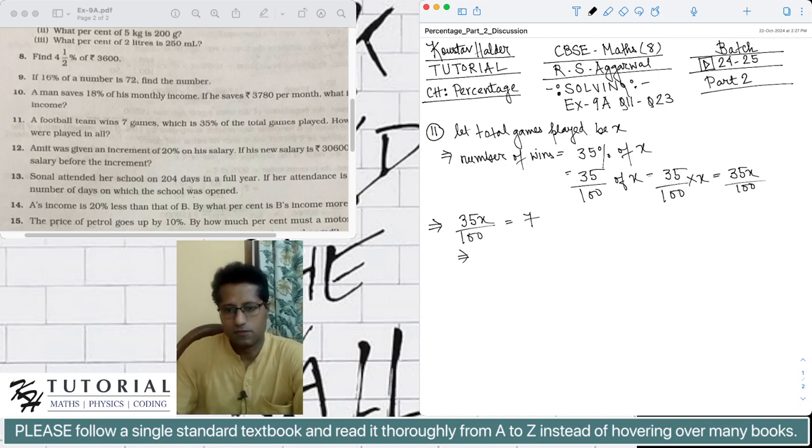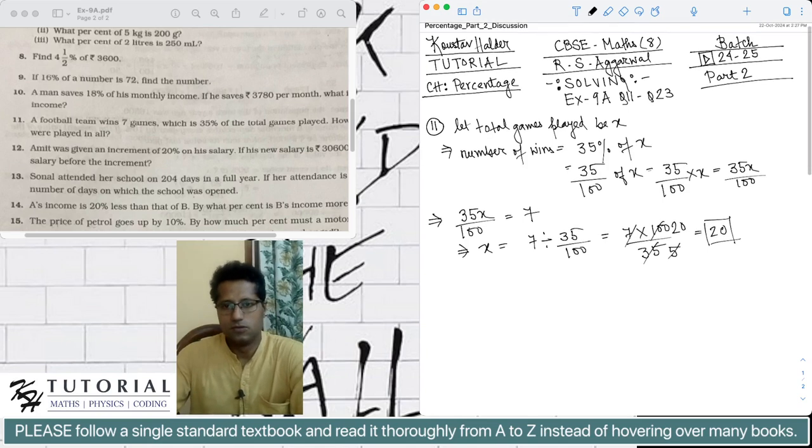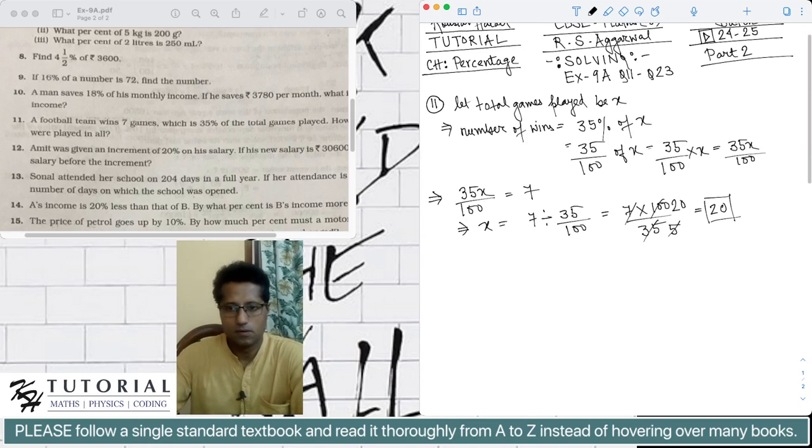From here we can solve for x. x is equal to 7 divided by 35 by 100, which is equal to 7 multiplied by 100 divided by 35. So this is 20. So the total games played is 20. Okay, let's do problem number 12.